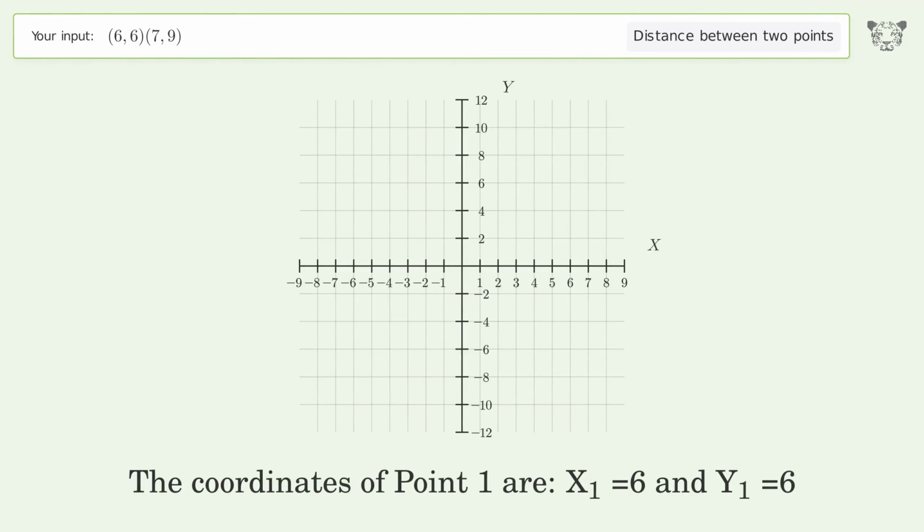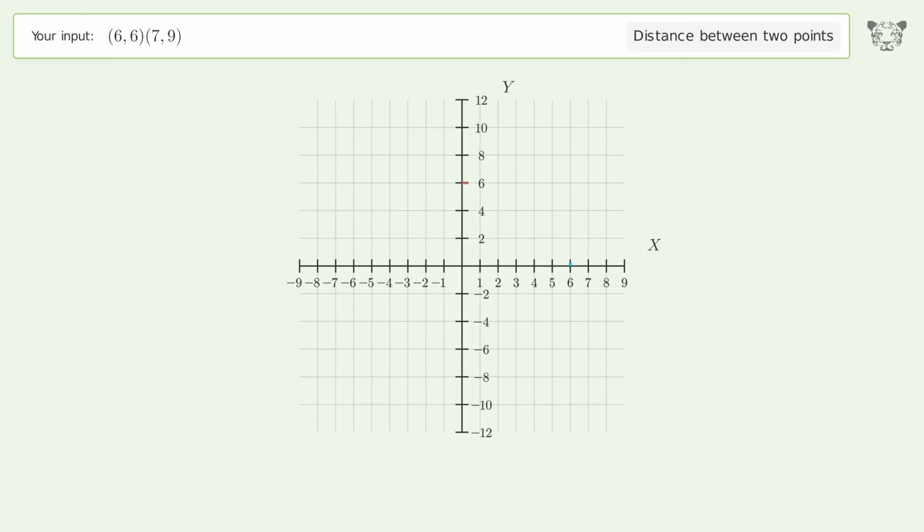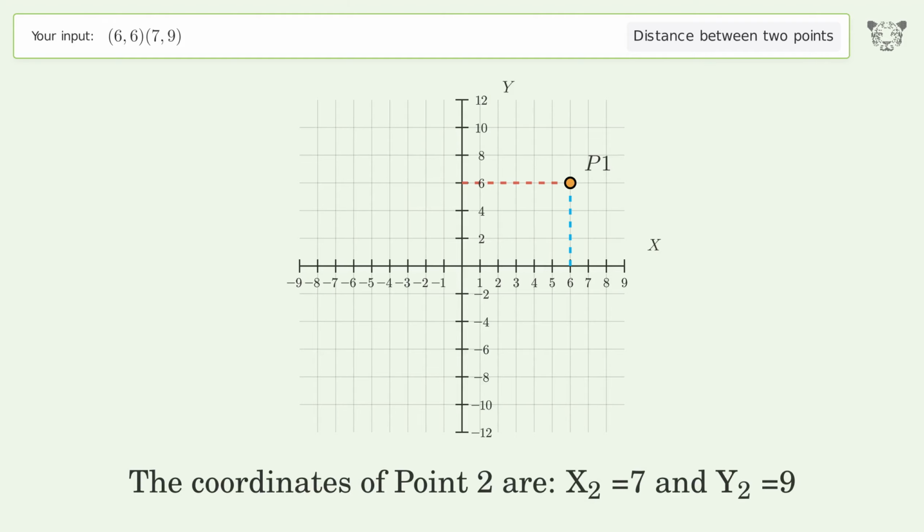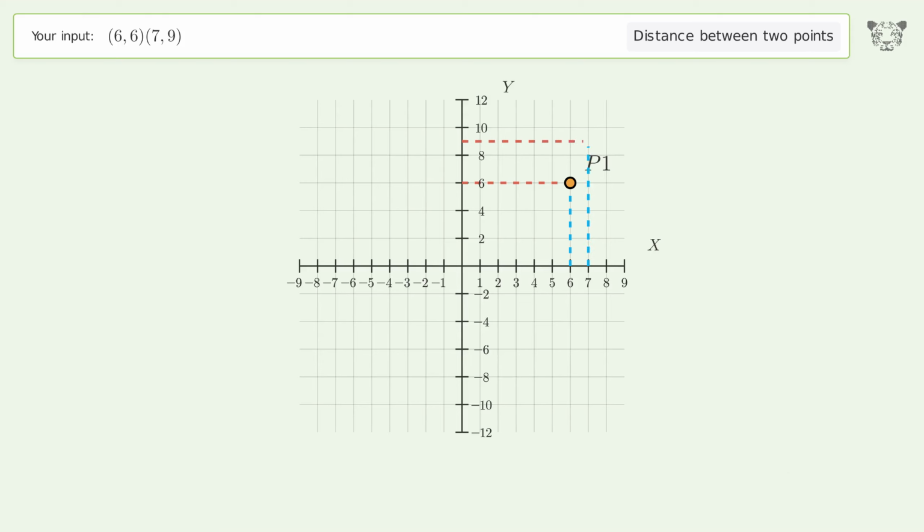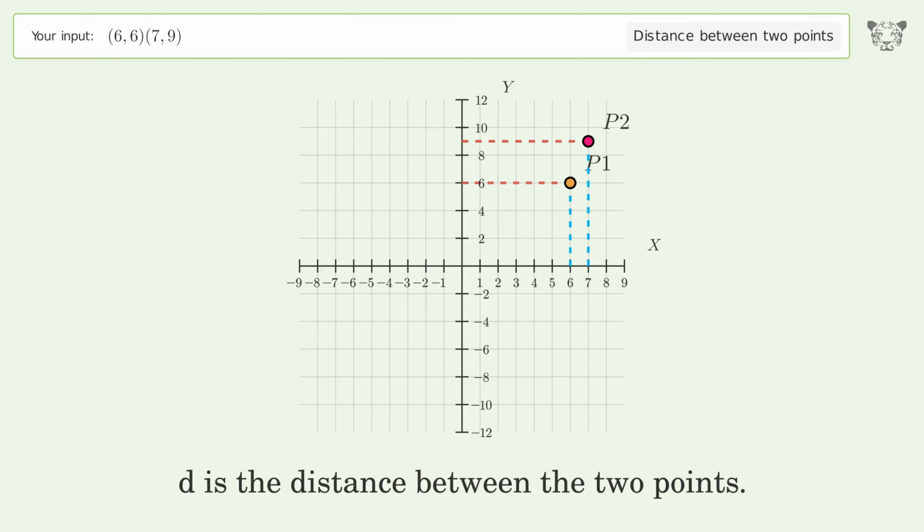The coordinates of point 1 are x1 equals 6 and y1 equals 6. The coordinates of point 2 are x2 equals 7 and y2 equals 9. D is the distance between the 2 points.